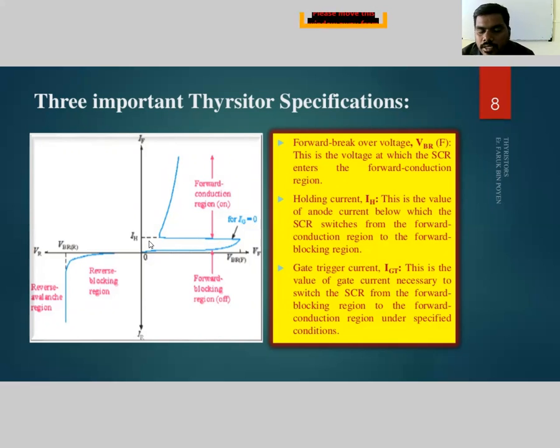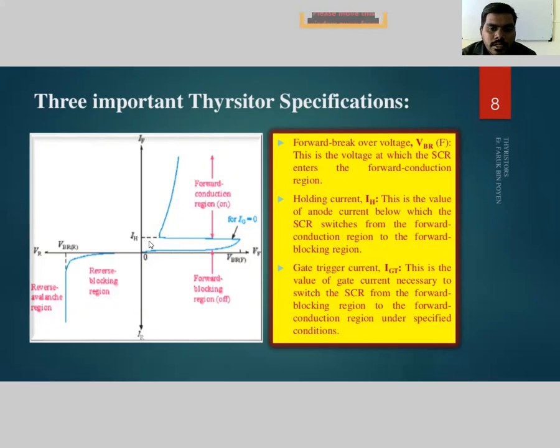If the current exceeds this IH, then the SCR automatically converts its mode into forward conduction mode. If it is below IH, then it is in forward blocking mode, and if it is above IH, then it is in forward conduction mode.